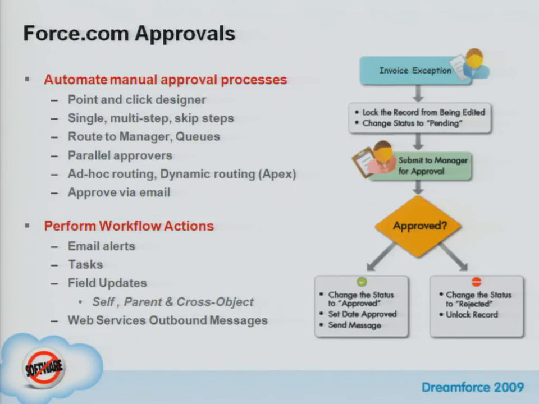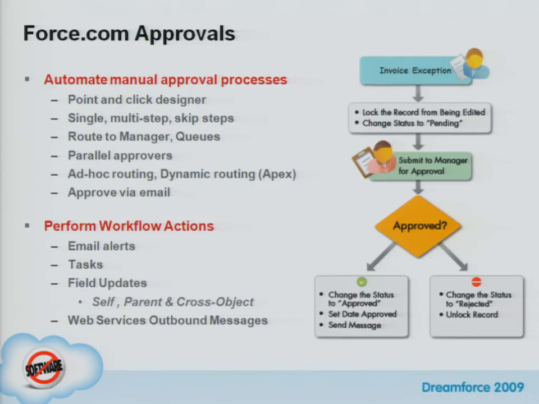And then from there, you can even add Apex if you want to dynamically have it routed to certain people based on code. And then you give the ability to the approver to approve through the app or via email, through like their BlackBerry or whatnot. And then the actions are the same. You have the actions of updating a field, doing a task, outbound message, email alert.